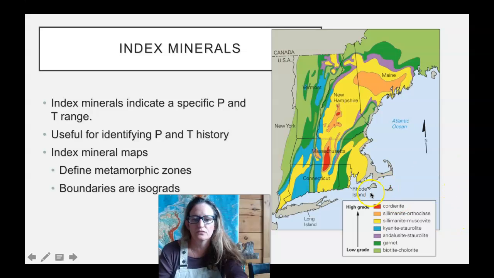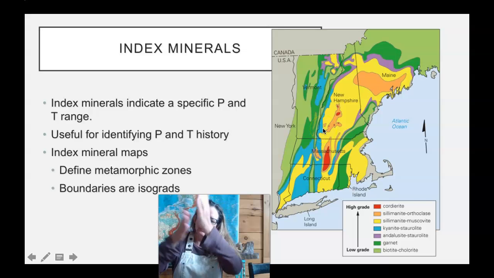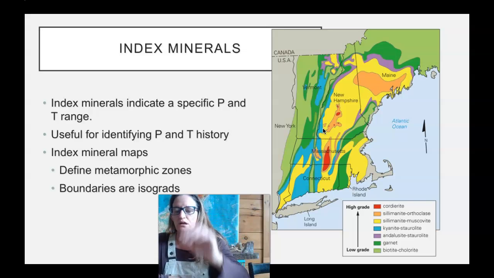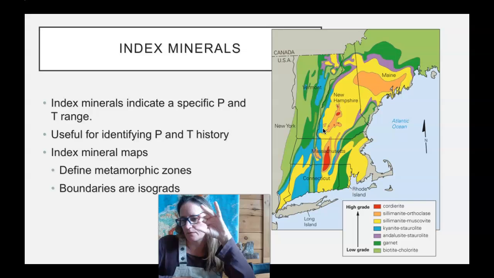So cordierite would be the highest grade, and then biotite and chlorite the lowest grade. If you can imagine connecting the dots here, the cordierite and the sillimanite, orthoclase, sillimanite, muscovite form the core of the Appalachian Mountains in the middle, and then coming off of it are lower grade rocks. So it's pretty symmetrical across the core of the Appalachian Mountains. The boundaries between the different minerals are called isograds.